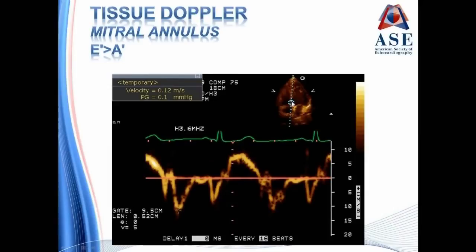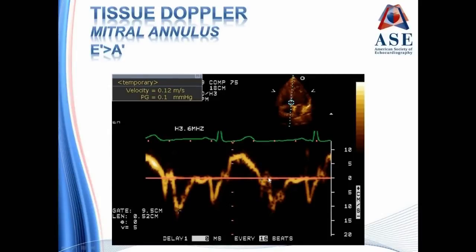The sample volume is put right on the septal side of the mitral annulus, and let's start in systole. The ventricle contracts, the mitral annulus moves apically, and so there is a velocity. This is measuring velocity again towards the transducer. This is 5 centimeters per second, 10 centimeters per second, so the normal systolic velocity in tissue Doppler for an LV is about 10 centimeters per second.